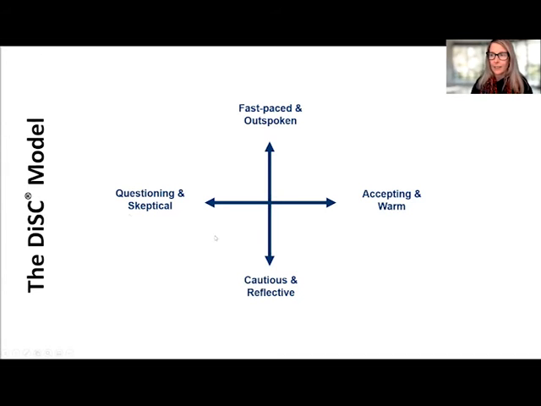The other scale that we're measuring with DISC is whether you're a little bit more accepting and warm, or questioning and skeptical. And then you take an evaluation. It's just a series of questions. And then it helps to identify where you might be on this grid.